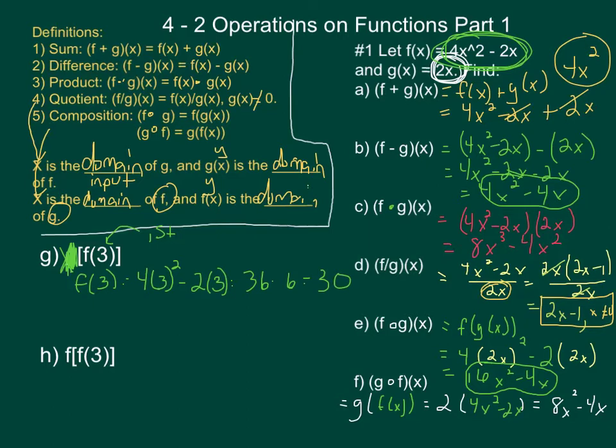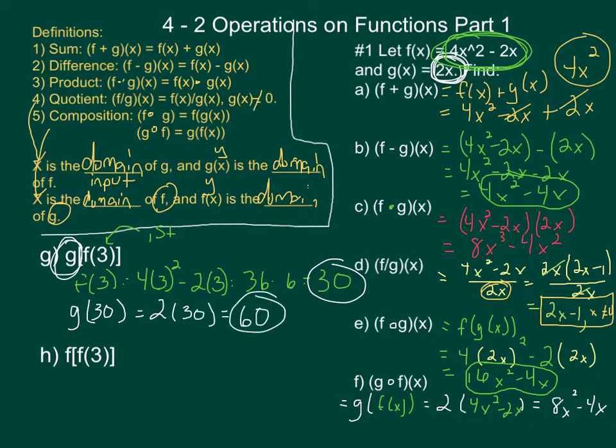Are you done? Yes or no? No, wait a minute. Now erase the mark-out on g, and bring the g back to life. Now we're going to find g of 30. It was the range for f, but it's the domain for g. So plug in 30 now, and you'll be done. Well, g of x was 2x, so it's 2 times 30. Answer, 60. Boom. That's your final answer. That's g of f of 3. So instead of just using one function, we're now using two functions.